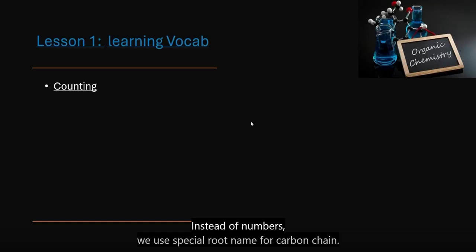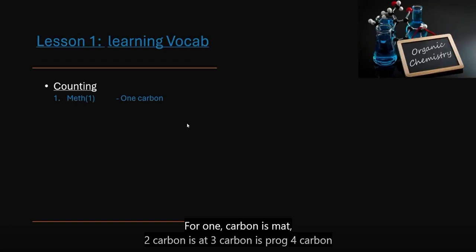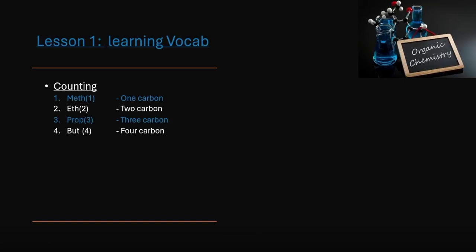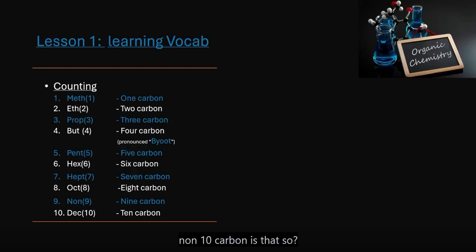Instead of numbers, we use special root names for carbon chains. For 1 carbon it is meth, 2 carbon is eth, 3 carbon is prop, 4 carbon is but. It's pronounced but. 5 carbon is pent, 6 carbon is hex, 7 carbon is hept, 8 carbon is oct, 9 carbon is non, 10 carbon is dec.